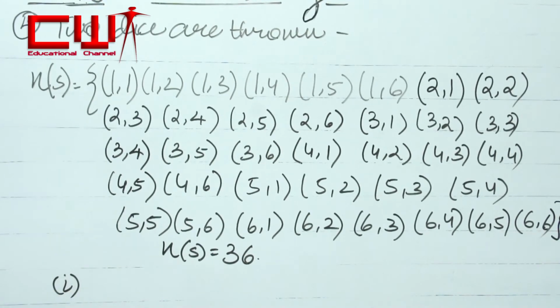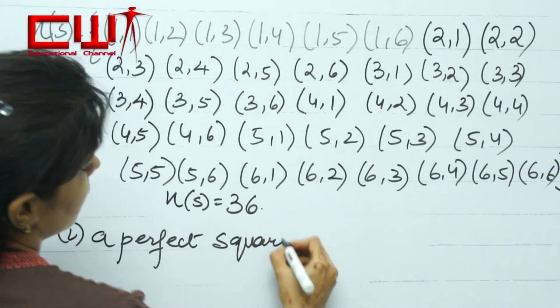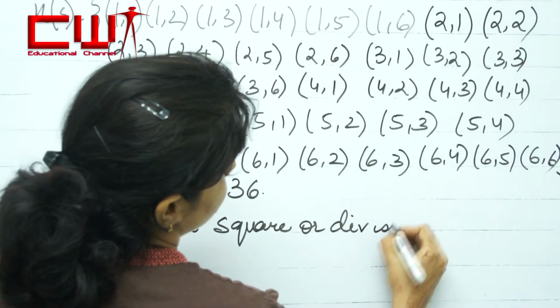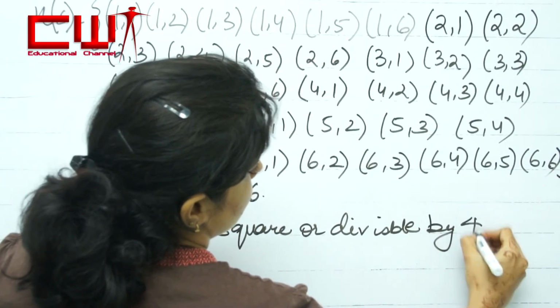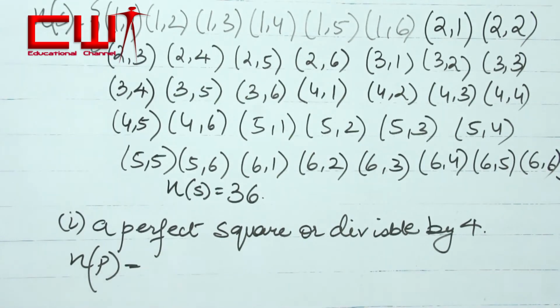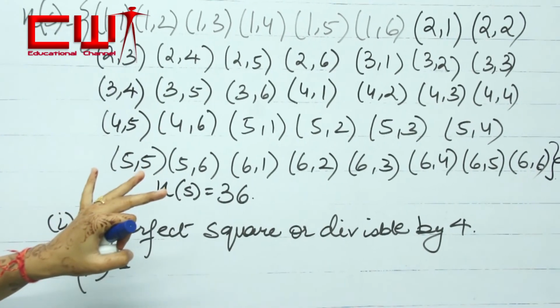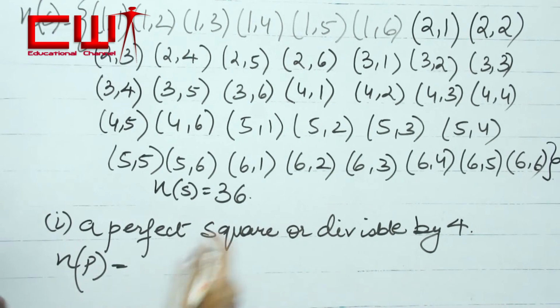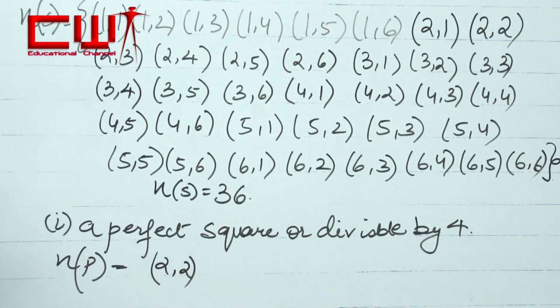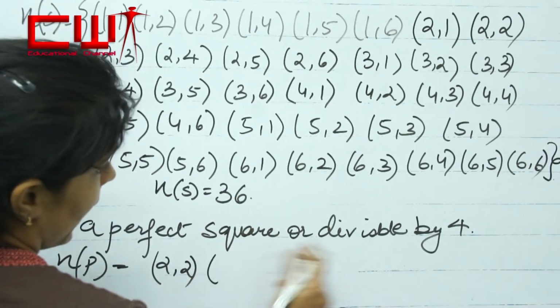The first point they have asked in the question is a perfect square or divisible by 4. A perfect square or divisible by 4. Perfect square means it could be 4 or 9. 4 is the square of 2, 9 is the square of 3. So in this you will have only till 9 basically. And divisible by 4 also. 2 and 2 which will make 4, right? You will also have 1 and 3, then you will have 1 and 5. So you will have first 2 and 2, and it's also divisible by 4.